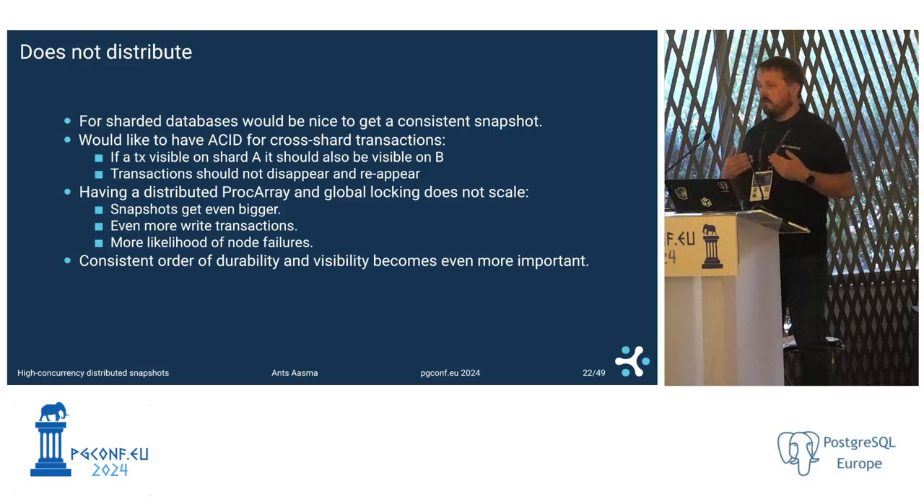And also, what is motivating this talk is that this approach does not work for distributed systems, because distributed systems will make all of these scalability problems and all of the consistency problems exponentially worse. So if we want to have a consistent view of the database, a snapshot across shards in a sharded database, we cannot use a distributed proc array and use this to build a snapshot, because systems might fail. There are latency issues and all kinds of problems. So performance and reliability basically means that a distributed proc array does not work.